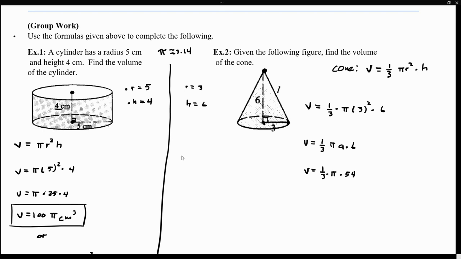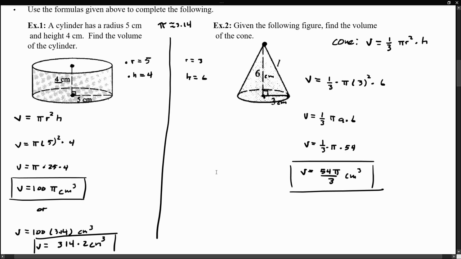And I notice that everything has been multiplied, so we can just write this as 54 pi over 3. And again, let's assume that the size were given to us in centimeters. So therefore, we got centimeters cubed. And again, this is an exact representation of the volume. But if you want a numerical representation, we can just let pi be equal to 3.14. So we got 54 times 3.14 over 3 centimeters cubed.